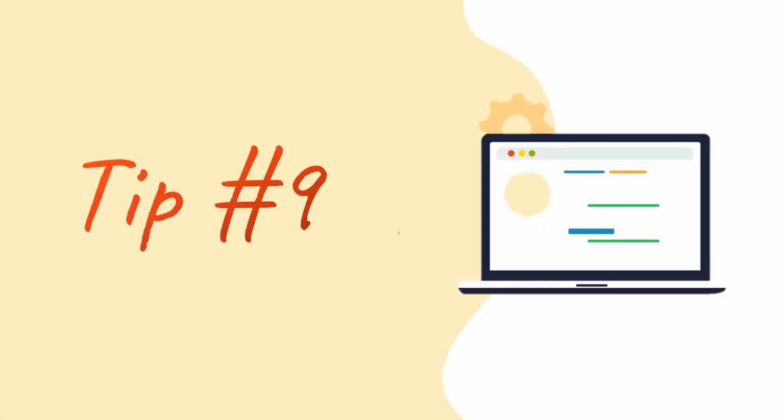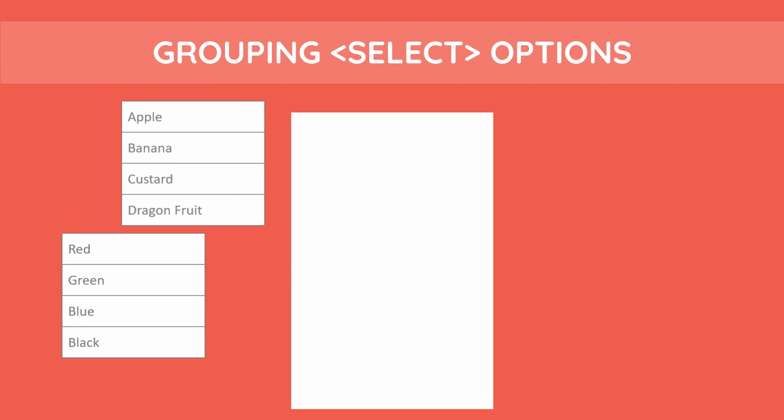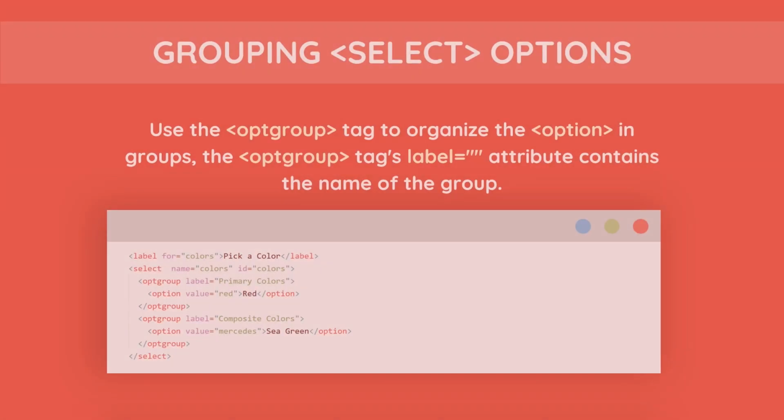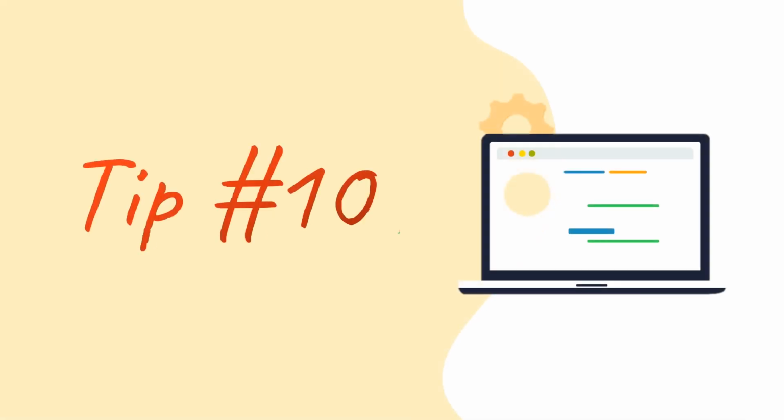Moving on to tip number 9, grouping select boxes. This one's a little too common and chances are you already know about it. If there are too many options in your select input box, you can organize them properly with a label using the optgroup tag. It will make your select boxes appear nice and organized. Now your users won't have to search for options in a huge list of items, and things can be found pretty easily. Now let's move on to the last tip of the day.